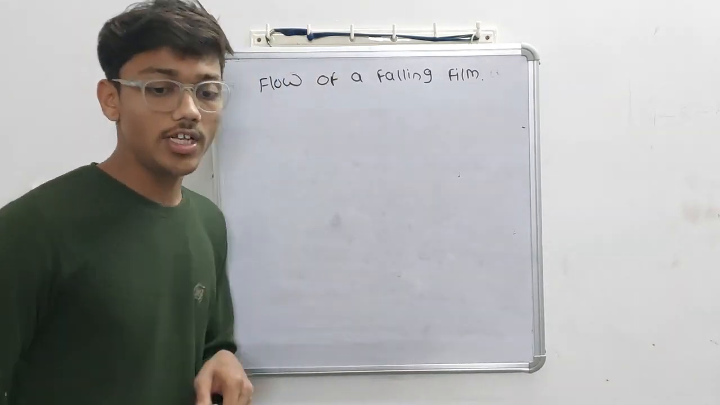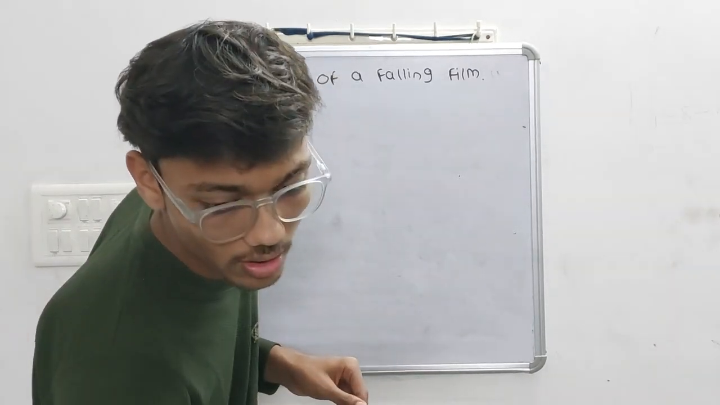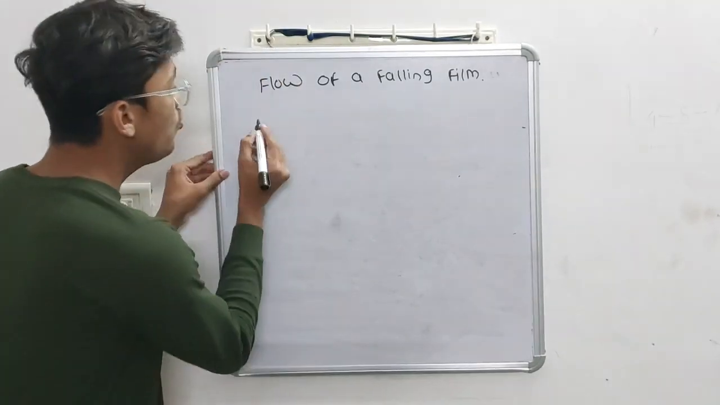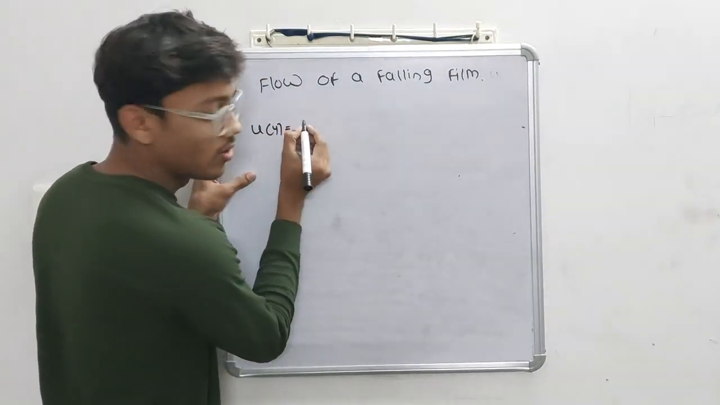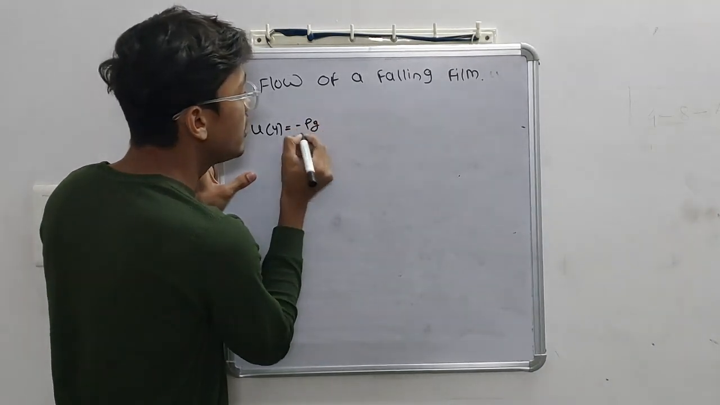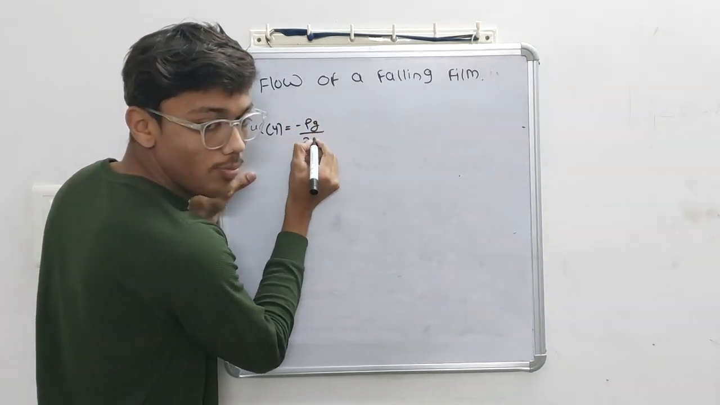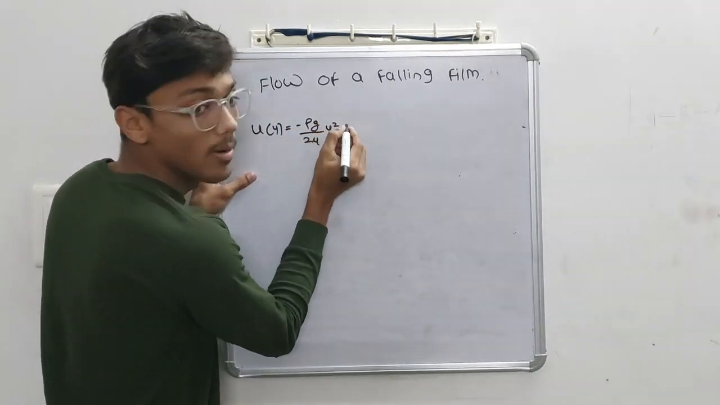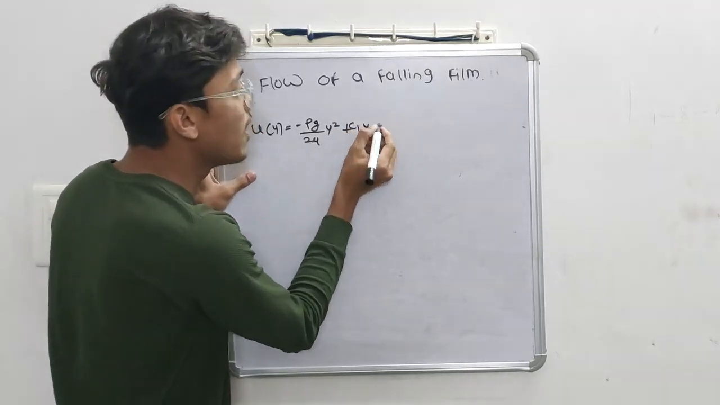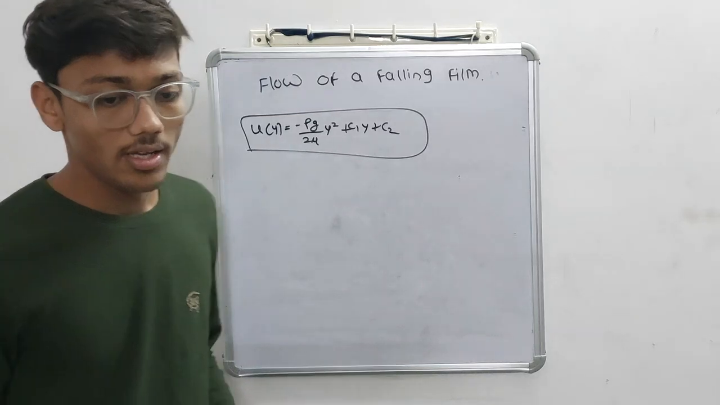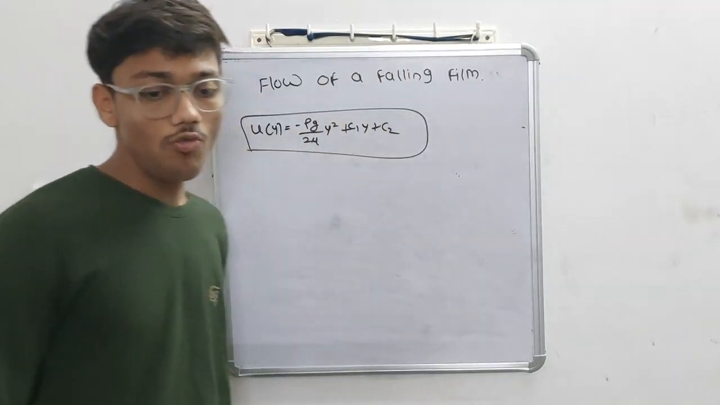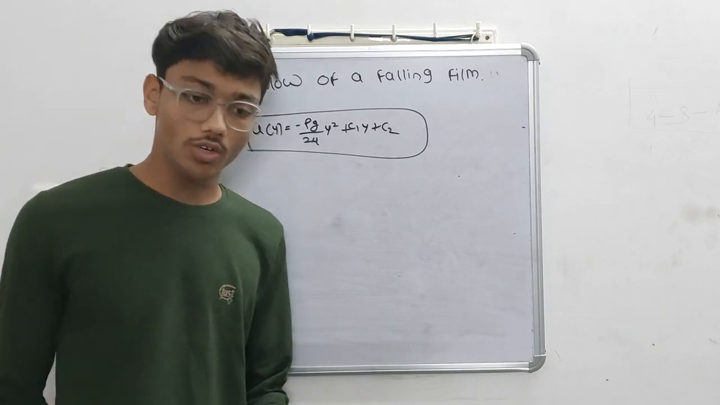So what is this equation? u(y) is equal to minus rho g by 2 mu y squared plus c1 y plus c2. On this equation, we use boundary conditions to find c1 and c2.